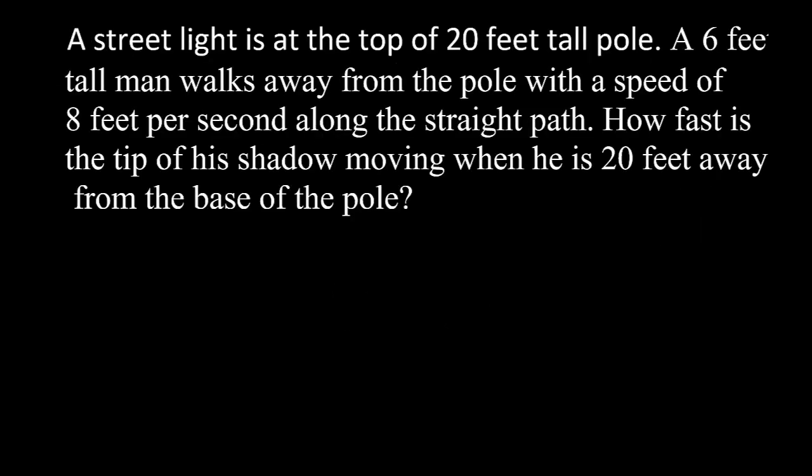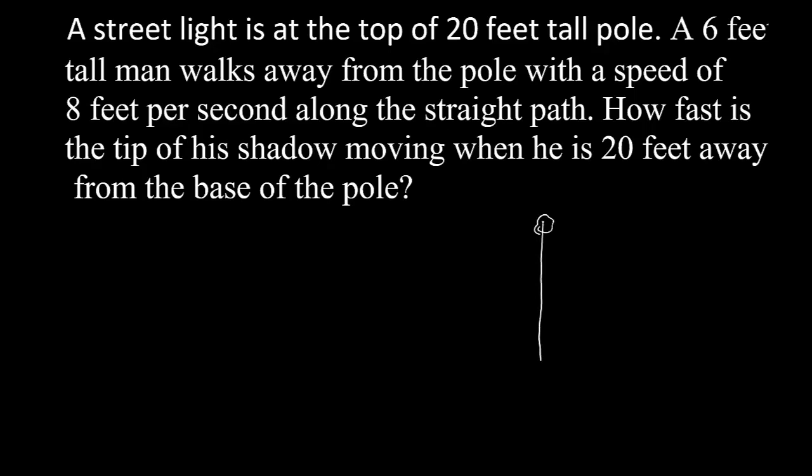Next example. A street light is at the top of a 20 feet tall pole. A 6 feet tall man walks away from the pole with a speed of 8 feet per second along a straight path. So the question is, how fast is the tip of his shadow moving when he is 20 feet away from the base of the pole? So to do this one, first let me make a diagram.